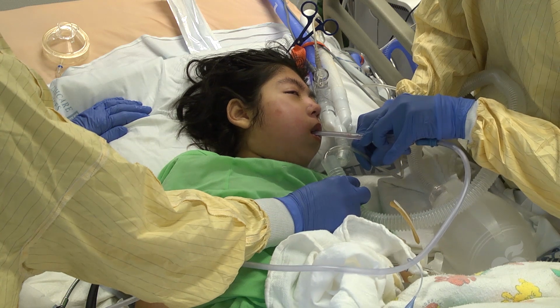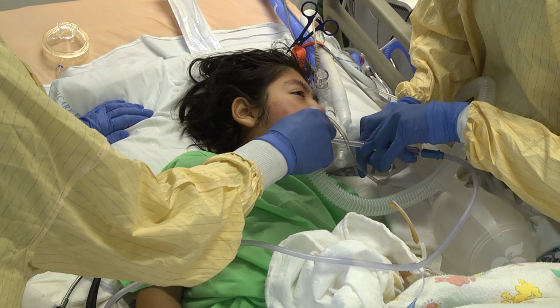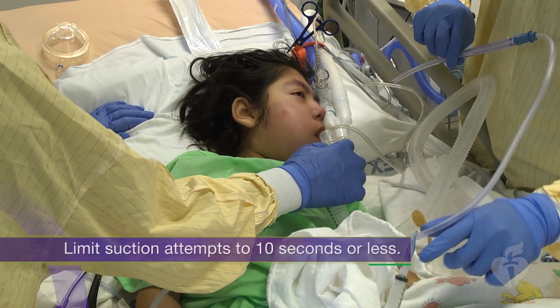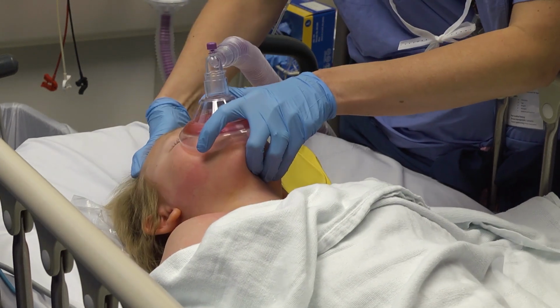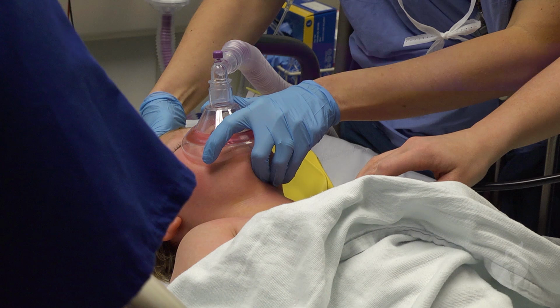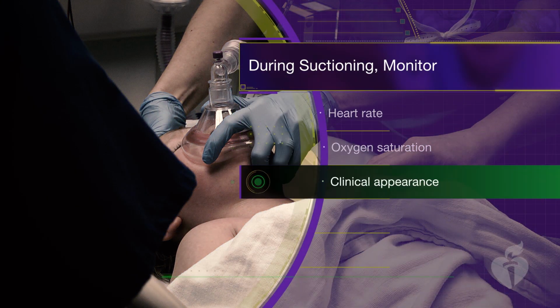To suction the oral pharynx, gently insert the distal end of the suction catheter into the oral pharynx over the tongue. Guide it into the posterior pharynx and apply suction by covering the catheter side opening. At the same time, withdraw the catheter with a rotating or twisting motion. Try to limit suction attempts to 10 seconds or less. This will help reduce the risk of hypoxemia. You may give short periods of 100% oxygen immediately before and after each suctioning attempt. Monitor the child's heart rate, oxygen saturation, and clinical appearance during suctioning.